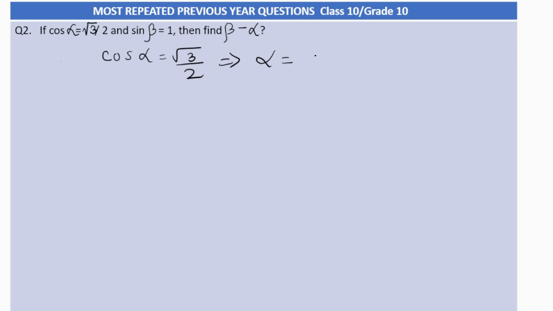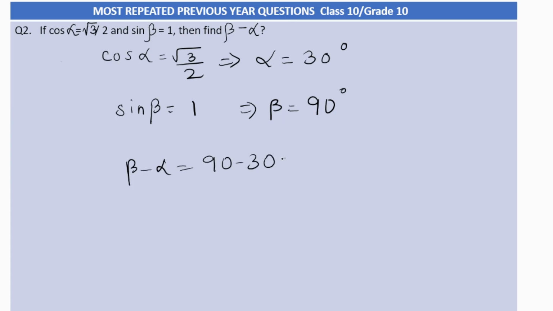So cos alpha is equal to root 3 by 2 when alpha is equal to 30 degrees. And sin beta is equal to 1 whenever beta is equal to 90 degrees. Sin 90 is 1 and cos 30 is root 3 by 2. So beta minus alpha, what will be its value? 90 minus 30, which is 60 degrees. All right. Now let's move to the next question.